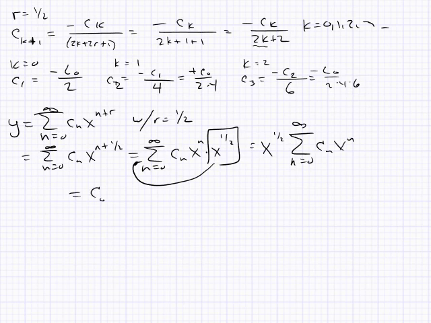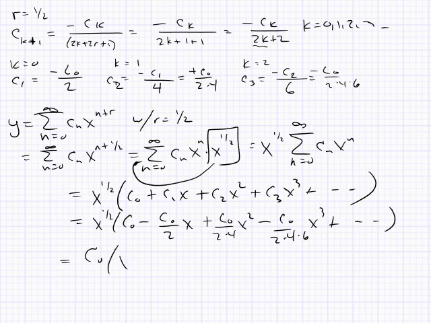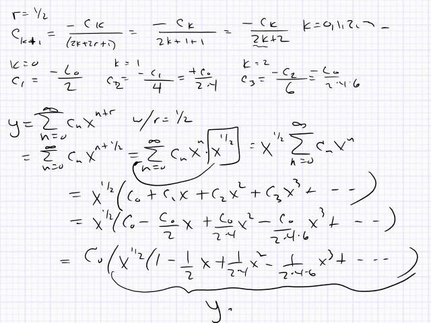Ultimately writing this as x to the 1/2 times c sub 0 plus c sub 1 x plus c sub 2 x squared plus c sub 3 x cubed, etc. And then going and saying, all right, well, that's x to the 1/2 times c sub 0 plus c sub 1 was negative c sub 0 over 2. And then c sub 2 was positive c sub 0 over 2 times 4. And then c sub 3 was negative c sub 0 over 2 times 4 times 6. And that pattern will just continue. If we then pull out a c sub 0, we're left with x to the 1/2 times 1 minus 1/2 x plus 1 over 2 times 4 x squared minus 1 over 2 times 4 times 6 x cubed plus etc. So now that whole thing is actually our second solution.